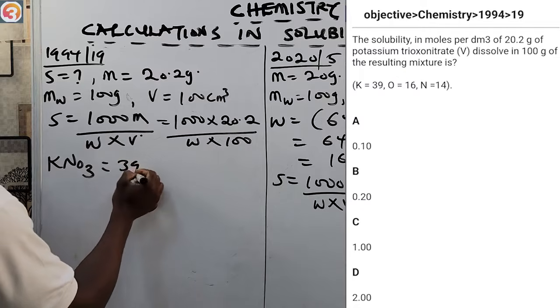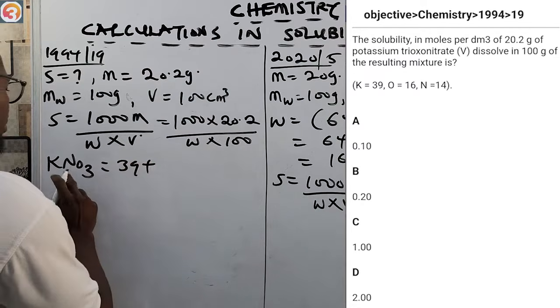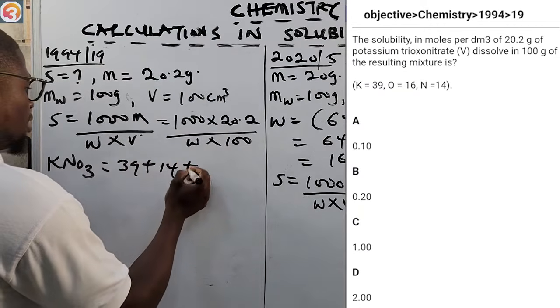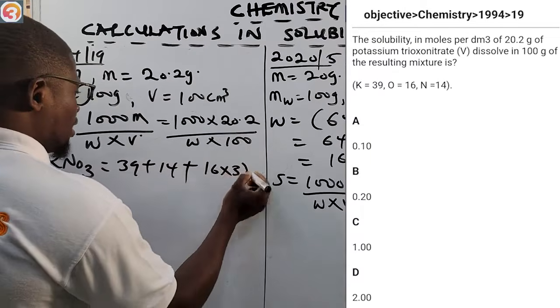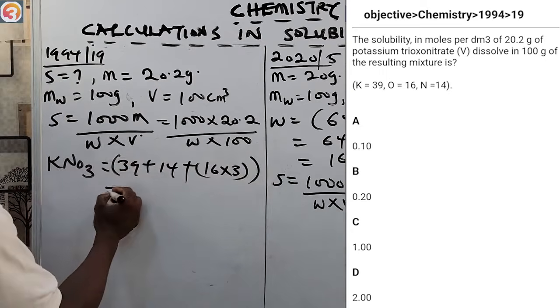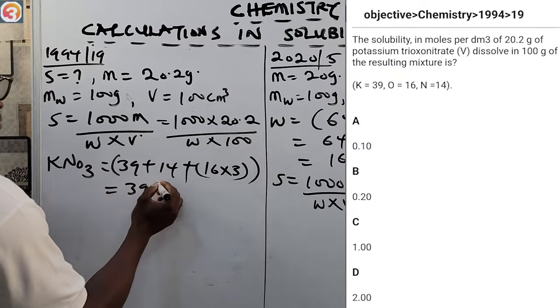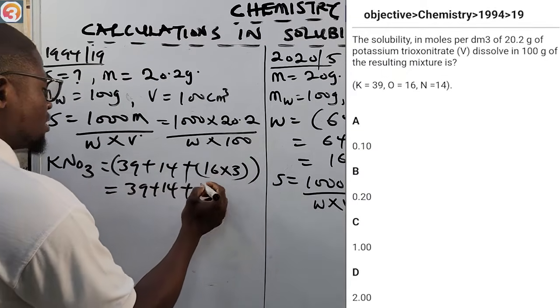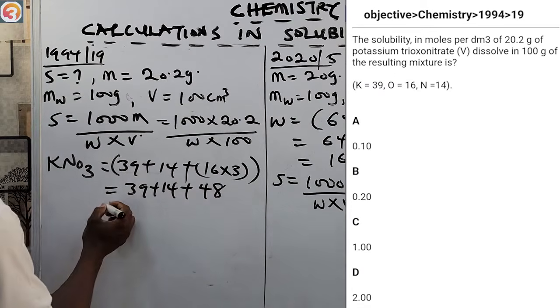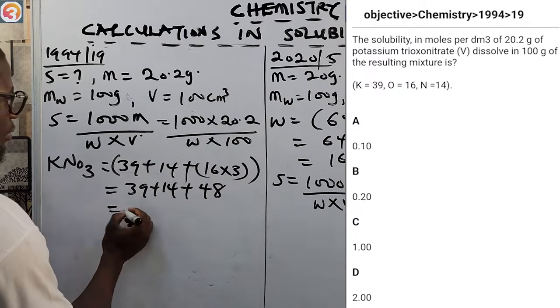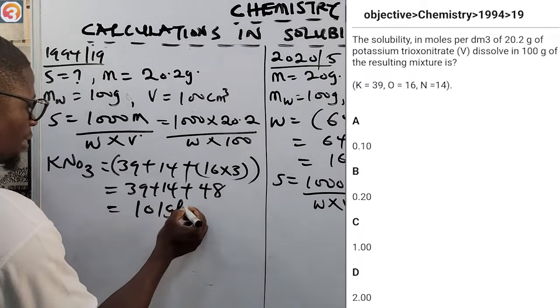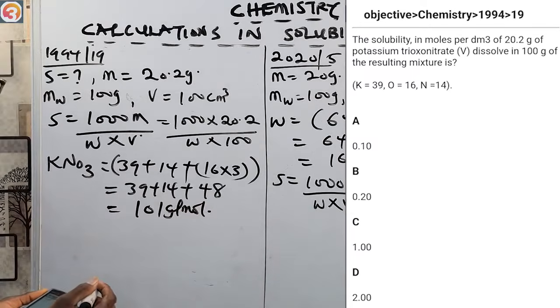All right, so KNO3. K is what? 39, you can see it in the question. Then plus nitrogen is 14, then plus oxygen is 16, but we have 3 atoms of oxygen. So that's the molar mass: 39 plus 14 plus 16 times 3, which is 48. Adding, I think it is 101. So I'm going to have 101 gram per mole. I think it's correct.